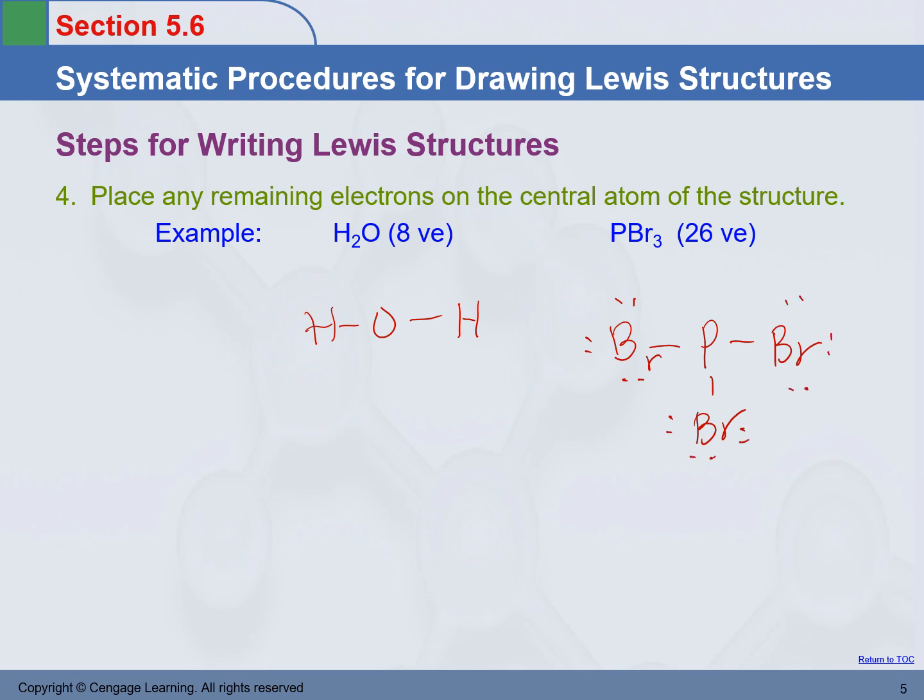Now let's calculate how many valence electrons are remaining in each case, and we'll give all the remaining electrons to the center atom. We had 8 altogether at the beginning. We used 2, we used another 2, so we used 4. There are 4 left. So let's give the center atom, oxygen, 4 electrons.